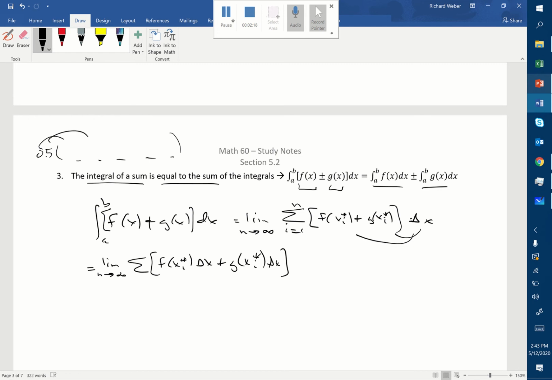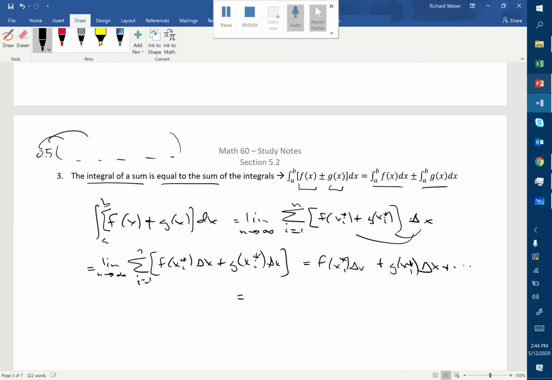But if you think of these terms, i is equal to 1 to n. What you've got is the first term f of x sub 1 star times delta x, and then plus f of x sub 2 star times delta x, plus all the way down through all the f's, and then you get to the g's. I'm doing it wrong, I'm sorry. What I've got is plus g of x sub 1 star times delta x, plus g of x sub 2 star times delta x, and it goes on and on. But who says you have to do it in that order?